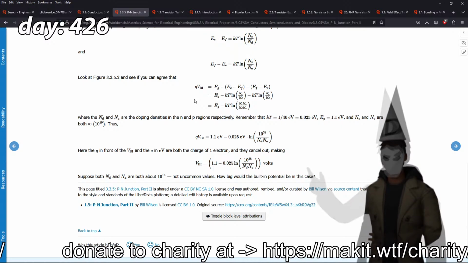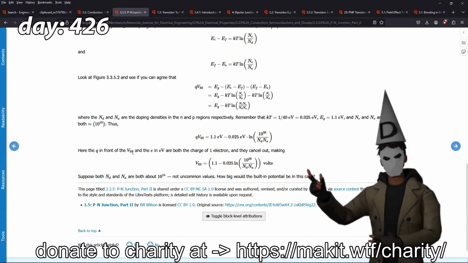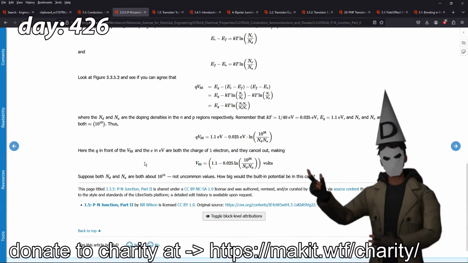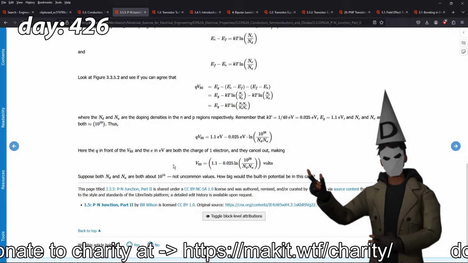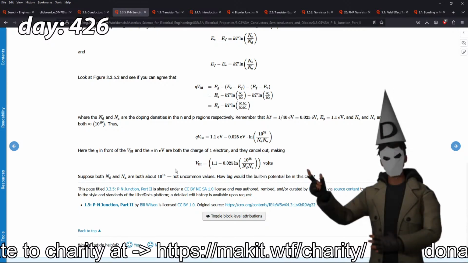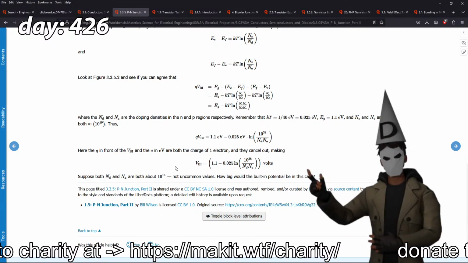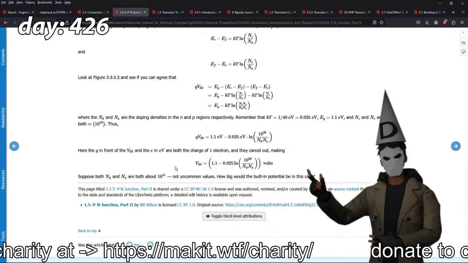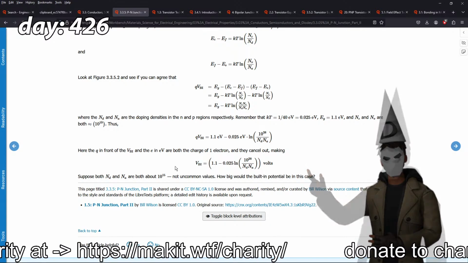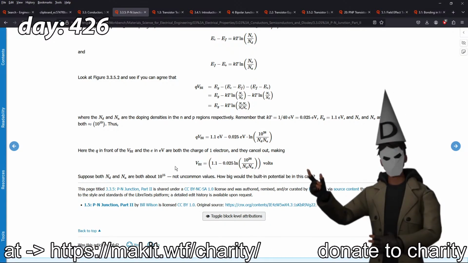Wait, so here the Q in front of V by I, and the E in EV are both the charge of one electron, and they cancel out, making this.